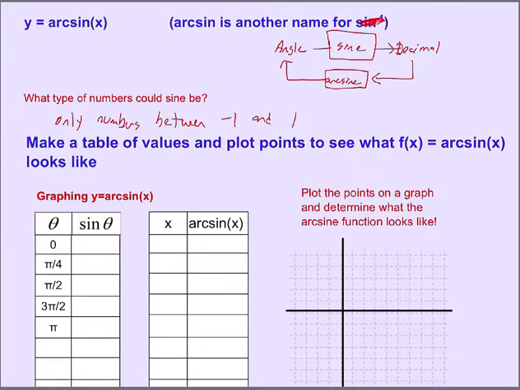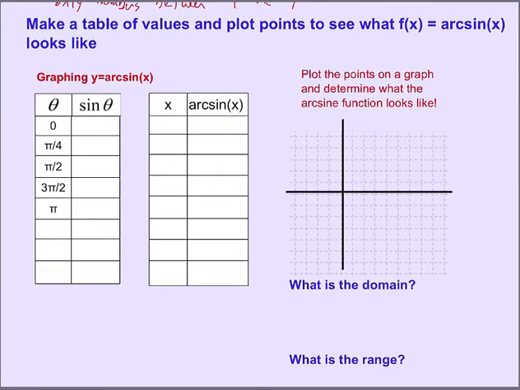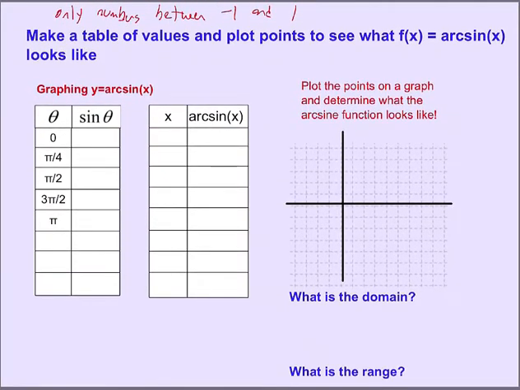Okay. In order to take a look at what the graph looks like, let's do what we always do. We'll plot some easy points and then see if we can see the pattern. So we'll make a table of values to see what f of x equals arcsine of x looks like. In order to do that, we're going to start with sine, because those we know already. We know a bunch of values for sine. We know the sine of 0 is 0.